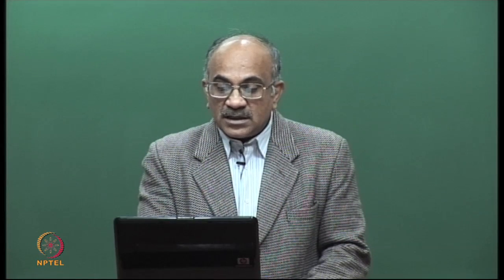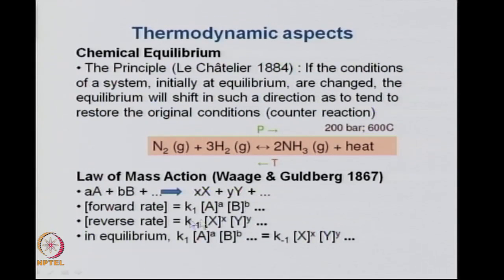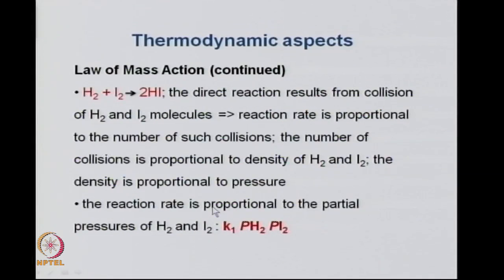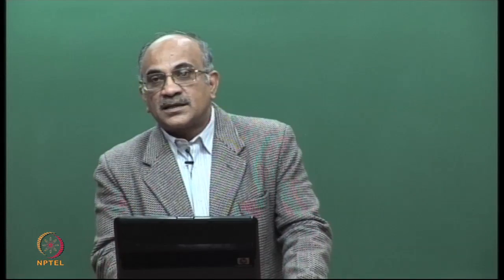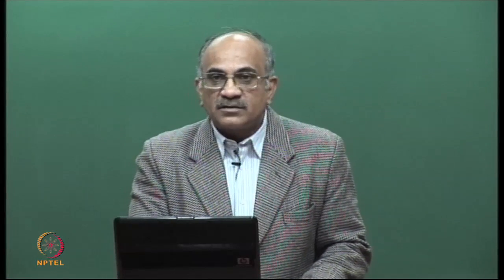Now, you can write down these reactions, which are the law of mass action for the forward reaction and the reverse reaction, and at equilibrium the forward reaction rate will be equal to the backward reaction rate. And this is an example of that. The one example we showed was nitrogen and hydrogen reacting to give ammonia. And this is another reaction where hydrogen and iodine are giving you hydrogen iodide. And the reaction is basically due to the collision of hydrogen and iodine molecules. And the rate of reaction, how fast the reaction will happen, is proportional to the number of such collisions.